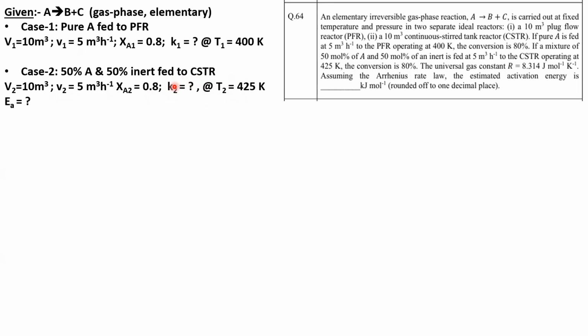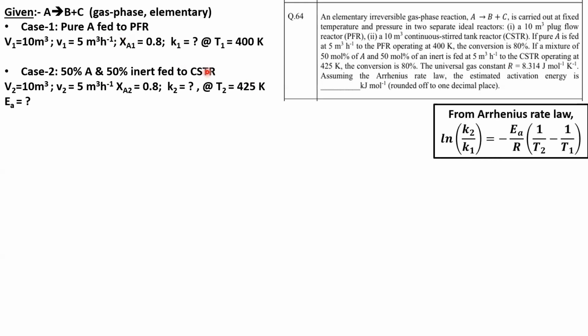Now, since Arrhenius rate law is given to be valid, if we are able to find the values of K1 and K2 at these temperatures using design expressions for PFR and CSTR, we can use the simplified form of Arrhenius rate law as shown here to find the activation energy. So now let's see the solution.